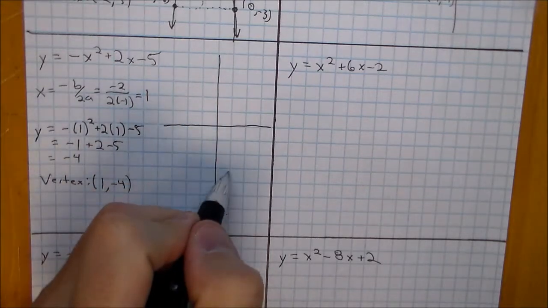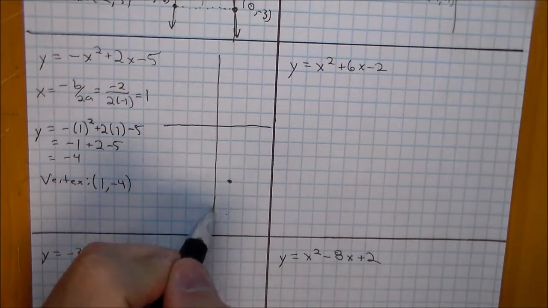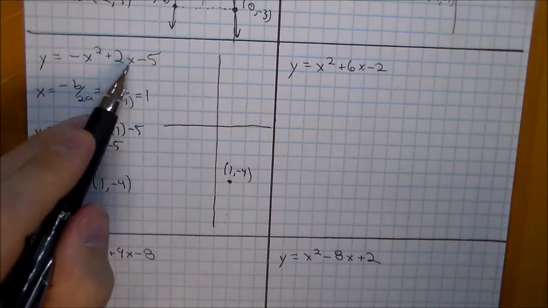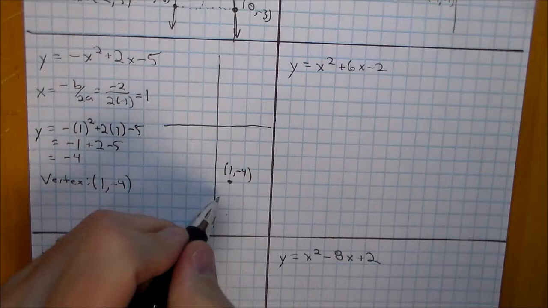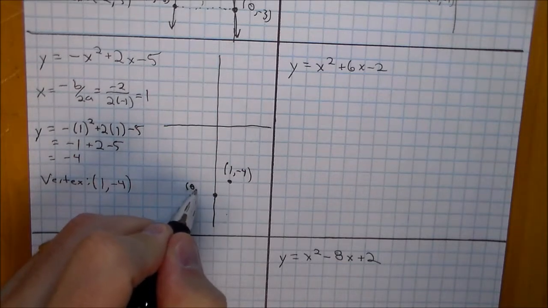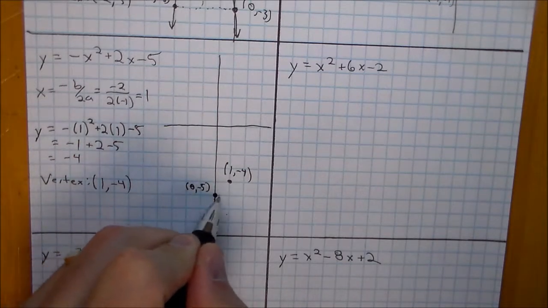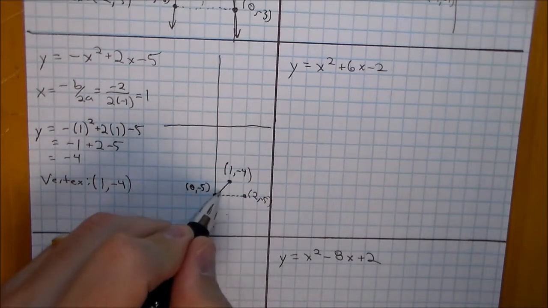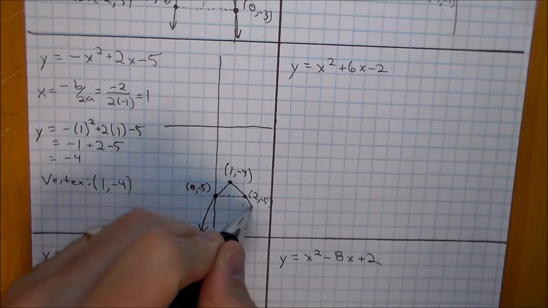So we're going over 1, down 4. It opens down, and if x is 0, we're left with negative 5 as our y-intercept, so that's 0, negative 5. It can reflect over to be 2, negative 5, and we can draw our parabola.